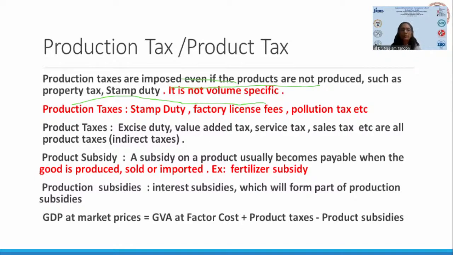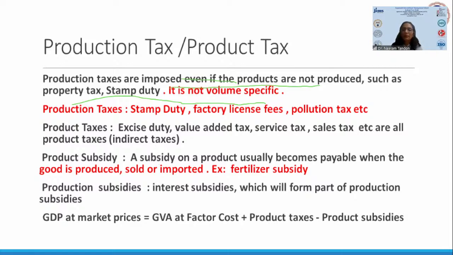Production subsidies. What can be production subsidies? Say you are working in the SME sector, small and medium enterprises, and you are given interest subsidies. Interest subsidies, you understand? For example, you go to a bank to take a loan, and the bank is offering in a normal course at 7% rate of interest. So the government says, no, it is MSMEs, small and medium enterprises, so you have to give them an interest subsidy. So rather than offering at 7%, you have to offer them at 5%.